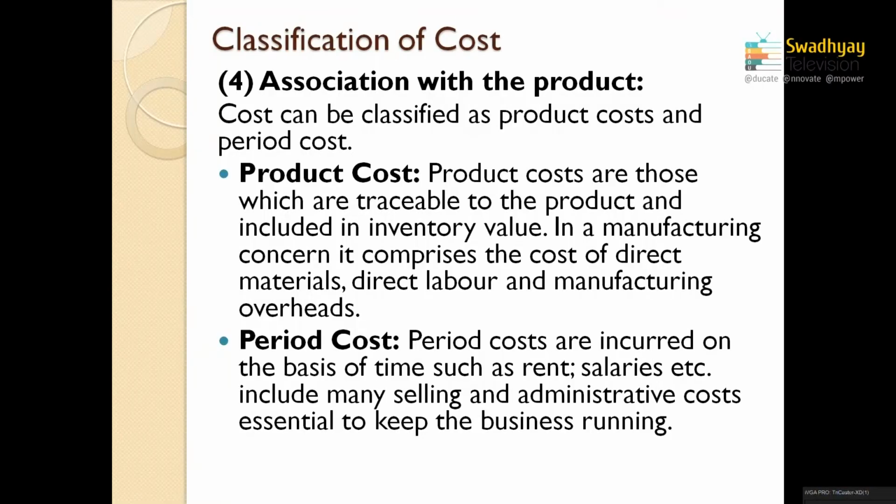Moving to the next classification, that is association with the product. Association with the product means there are two different partitions. One is product cost and the second is period cost. Product costs are the costs which are easily traceable to the product, as I already mentioned, which may be direct expenses. Why is it easily traceable? Because it is a product cost.